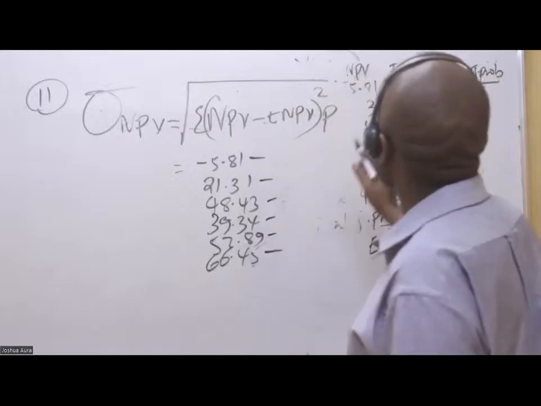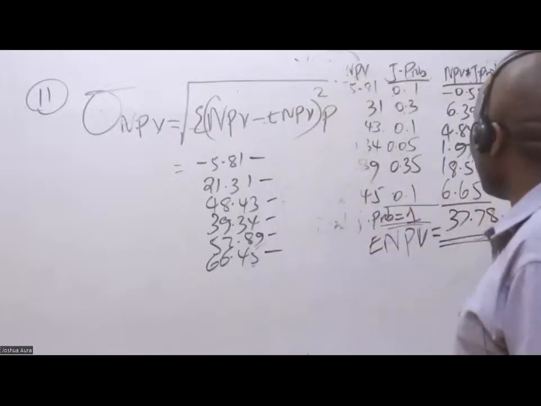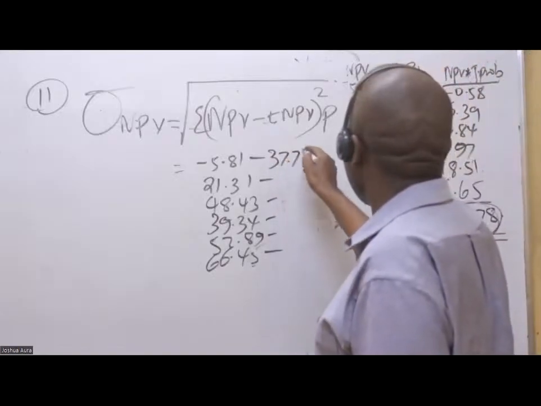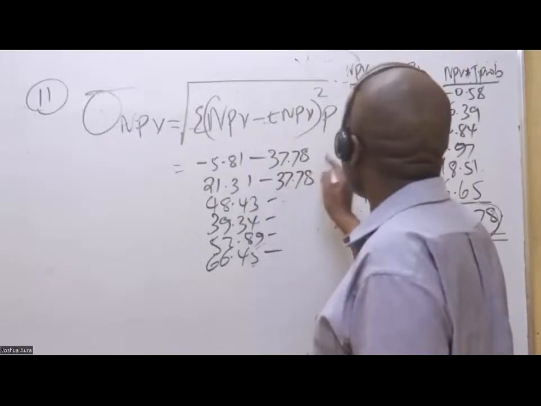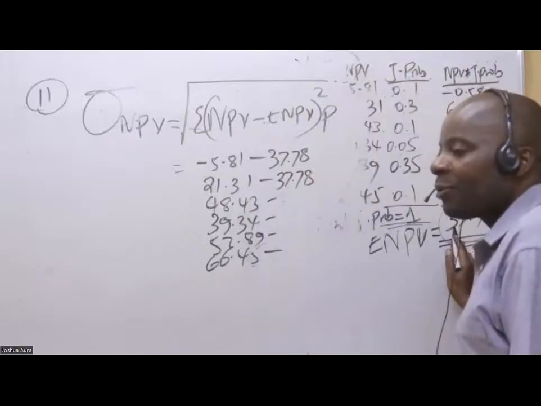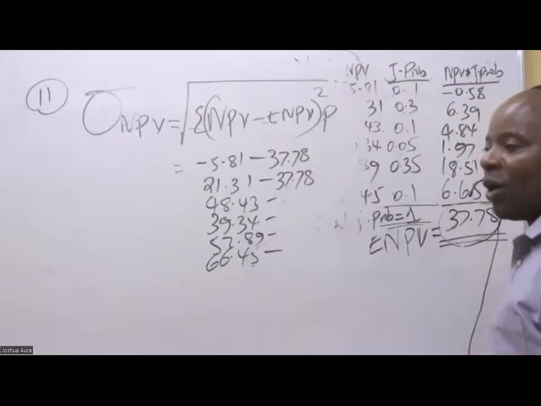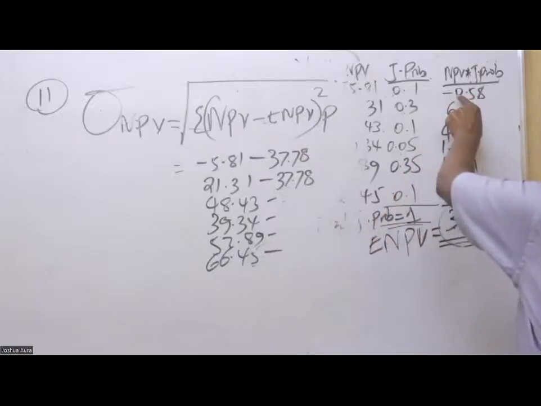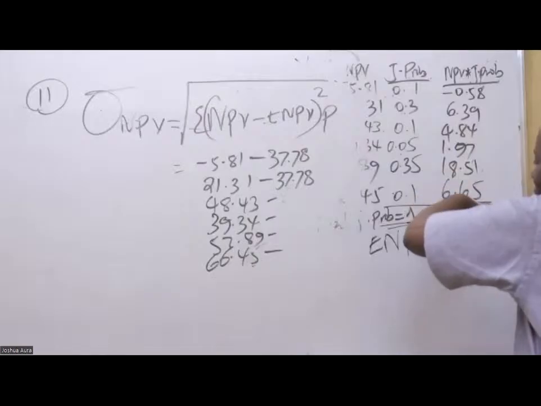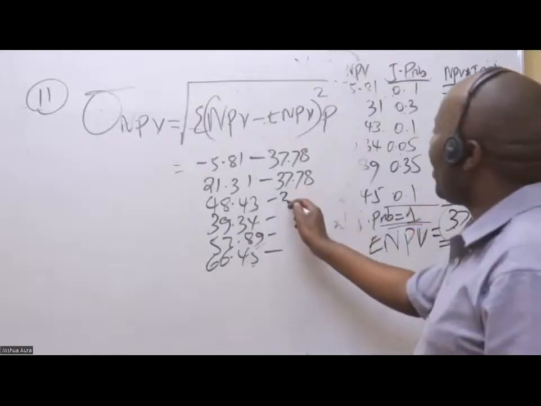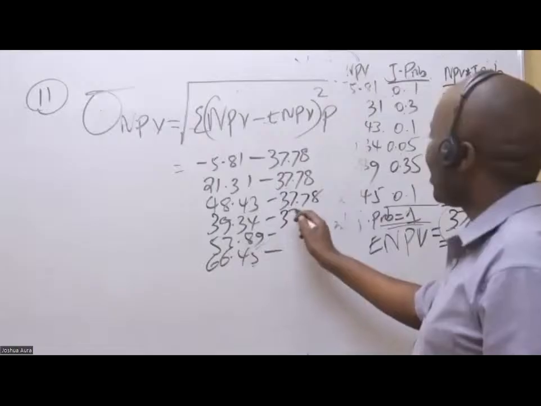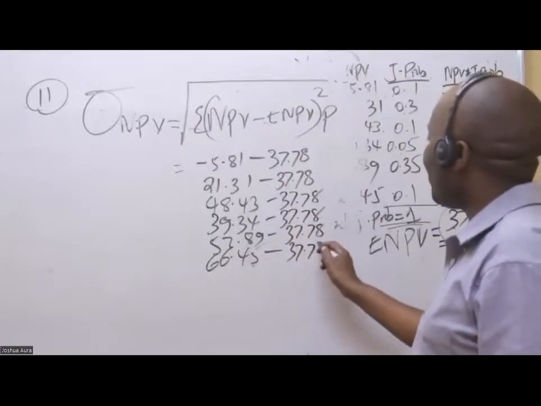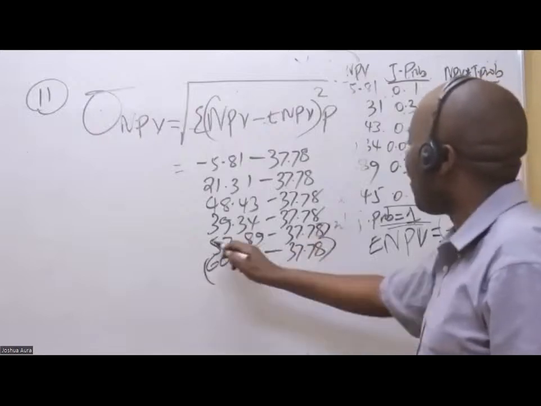Expected net present value is this one here, 37.78. This one does not fluctuate. Expected NPV is always the same throughout. I always get students using these values as expected. No, it should be the total here. So 37.78 for each one.